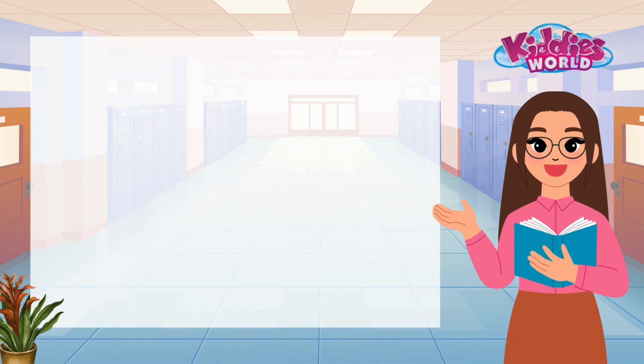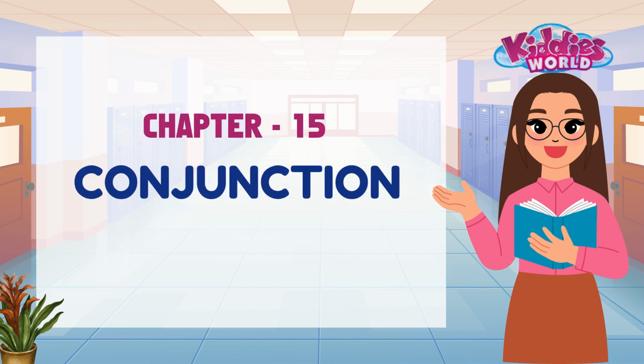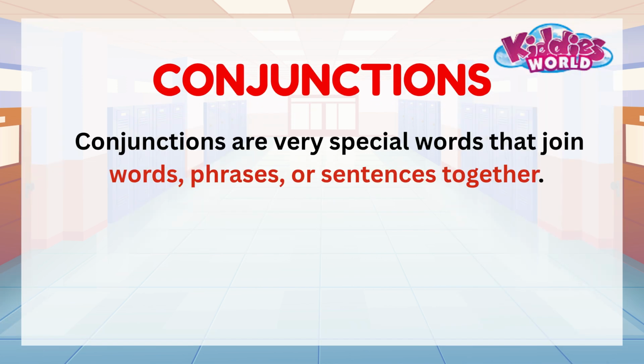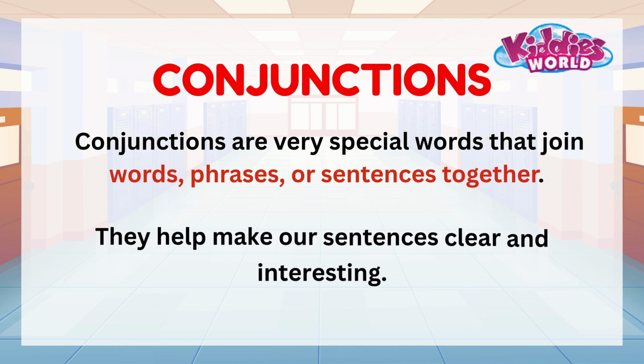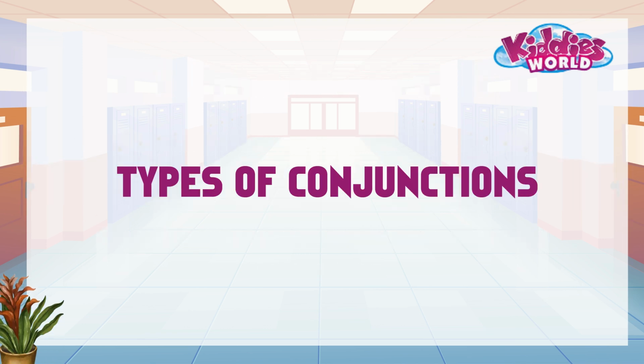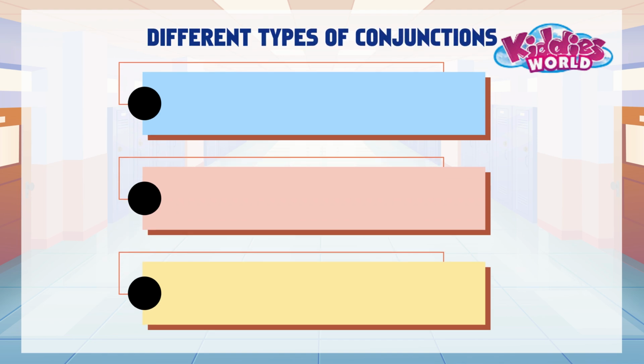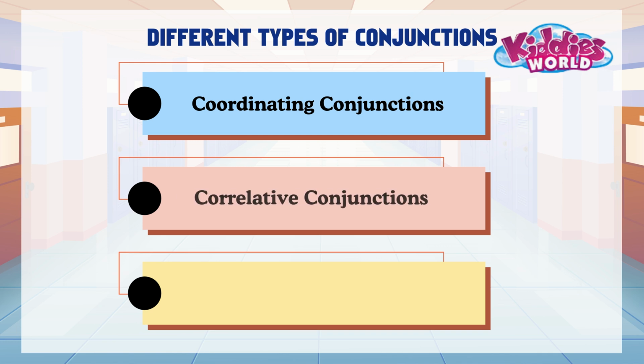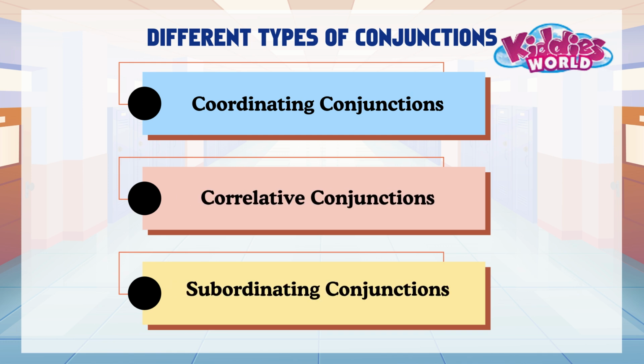In this session, we will explore the role of conjunctions in English. Conjunctions are very special words that join words, phrases, or sentences together. They help make our sentences clear and interesting. Let's learn the types of conjunctions. There are three main types: coordinating conjunctions, correlative conjunctions, and subordinating conjunctions.